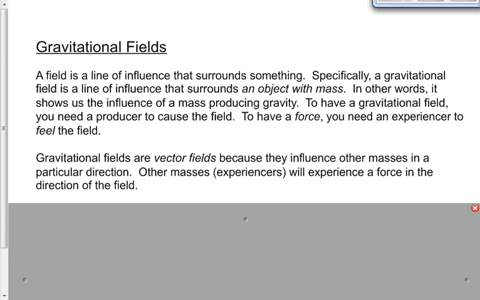The light from the light bulbs overhead right now influences us, but it doesn't influence us in a direction. So we'd say a light field is a scalar field. A heat field would be a scalar field. No direction associated with their influence. But gravity influences us in a particular direction, downwards, toward the producer, toward what caused the gravitational field.